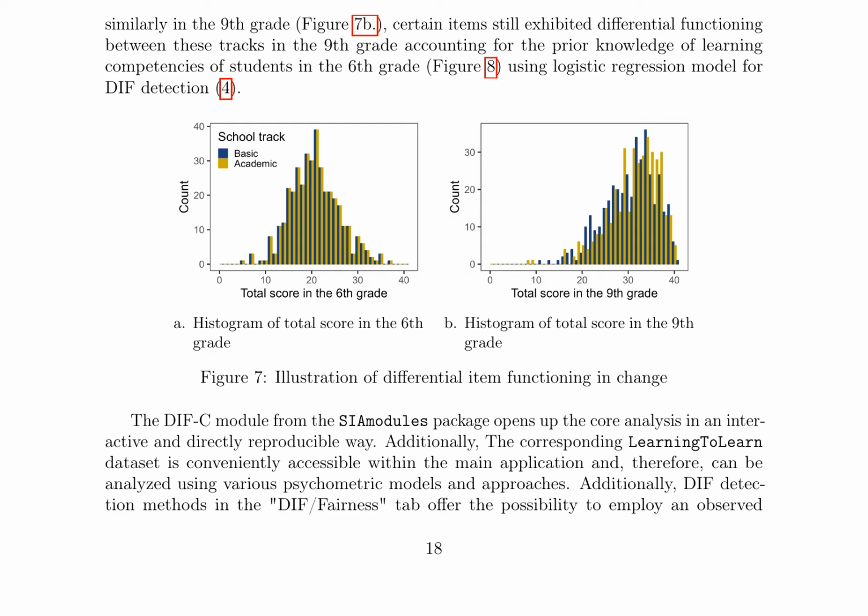The DIF Fairness tab offers the capability to employ observed score-based DIF detection methods. This comprehensive framework allows for the examination of item bias and fairness, ensuring a more nuanced understanding of student performance and learning outcomes. The integration of these components enables researchers to investigate complex relationships between student knowledge, item difficulty, and educational tracks, ultimately informing data-driven instructional design and assessment practices.